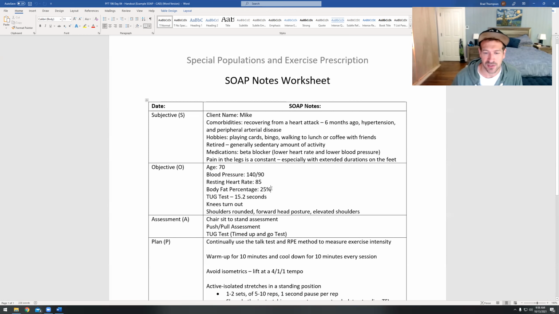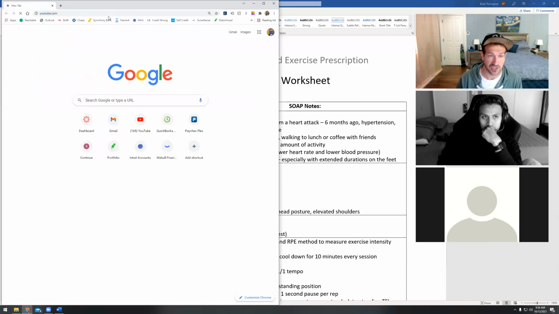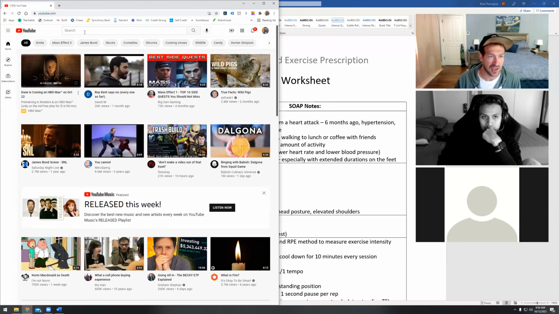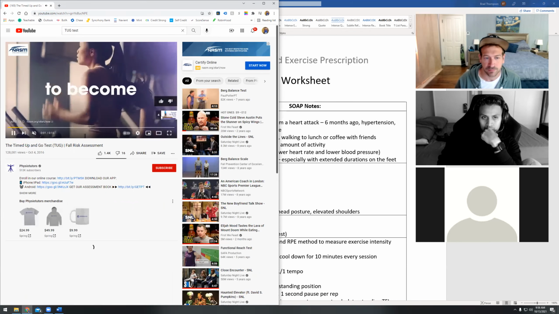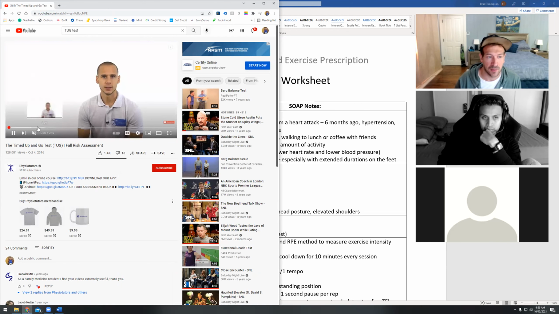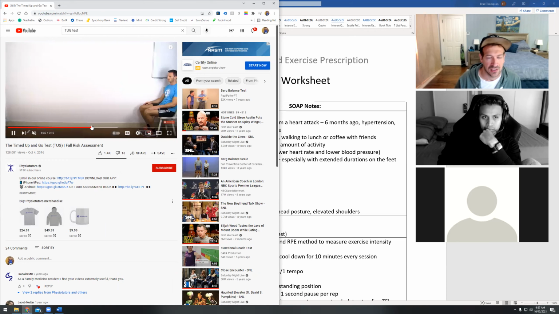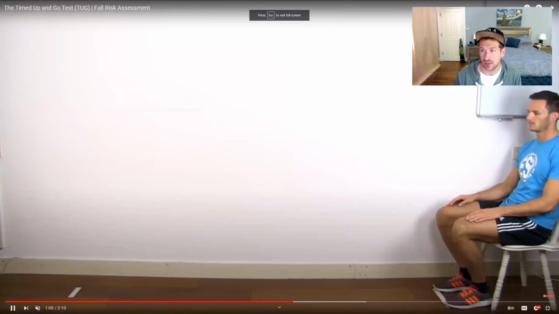Resting heart rate's about 85 beats per minute. Body fat percentage of 25. That's pretty high. Not super high, but it's not great. We had him do what's called the Tug Test. This is actually a performance agility assessment. I'm going to teach you guys this in the next course, but the Tug Test is the timed up and go assessment. It's usually used on senior clients. It's really simple. You have a client sit in a chair, and then you have a mark on the floor or a cone, and that client will then get out of that chair.